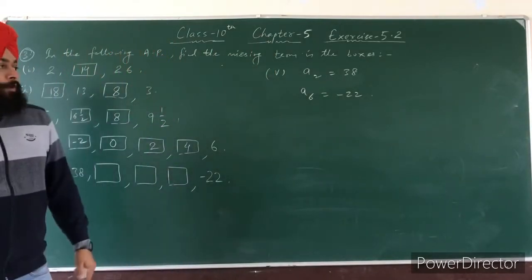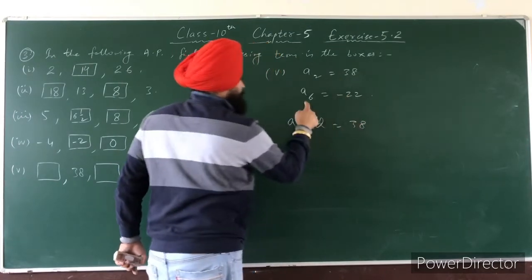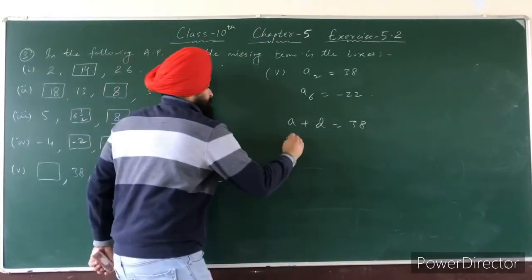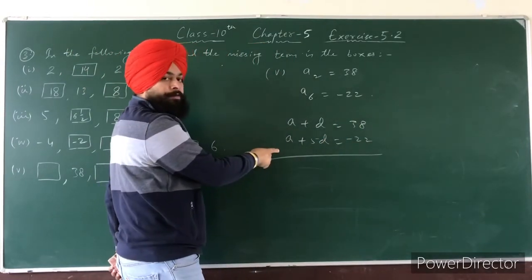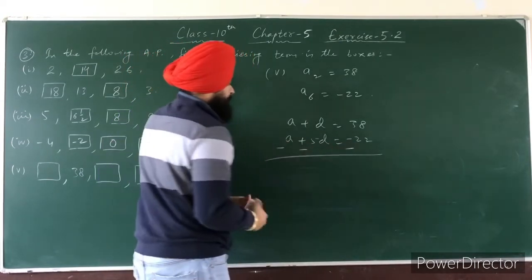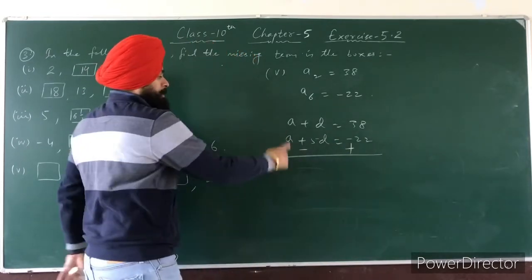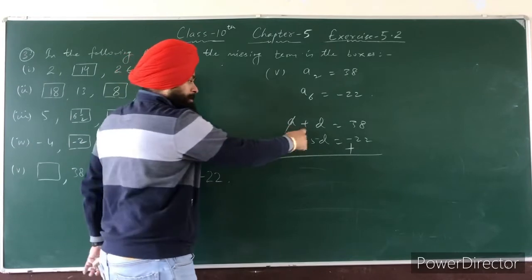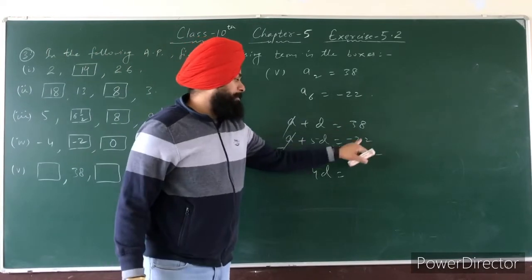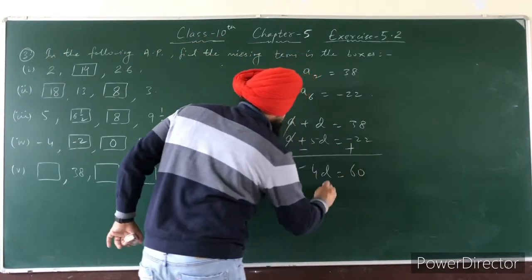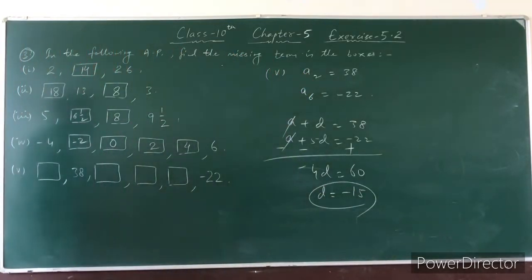Now what is the formula for A2? A2 is A plus D. A plus D is 38 and the formula for A6 is A plus 5D. It is -22. Now solve it by which method? Elimination method. So take your sign, plus ka minus aur minus ka kya hoga? Plus. Now this plus A minus A, it is cancel. Plus D minus 5D, it is minus 4D. And this plus 38 plus 22, it is 60. So what is D? D is 60 by -4. So D is here -15. So common difference is -15.